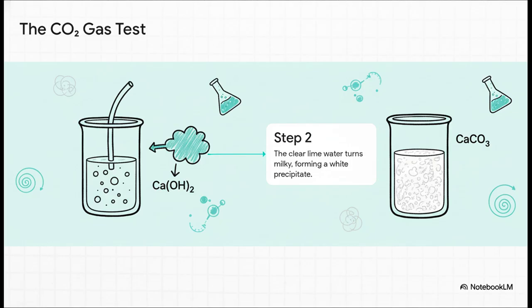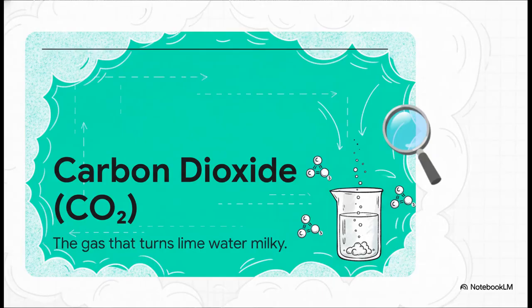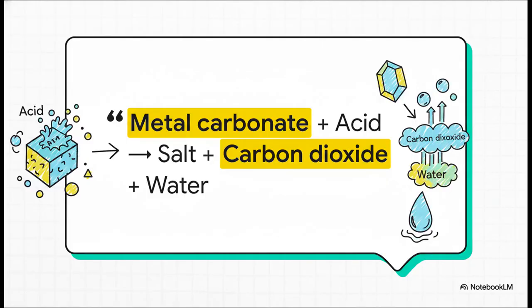This is a very important observation. This milky appearance is the classic test for carbon dioxide gas, so we can say for sure that the gas produced in this reaction is carbon dioxide. And this leads us to our second general rule for today. Whenever a metal carbonate reacts with an acid, it produces three things: a salt, carbon dioxide gas, and water. Please make a note of this.